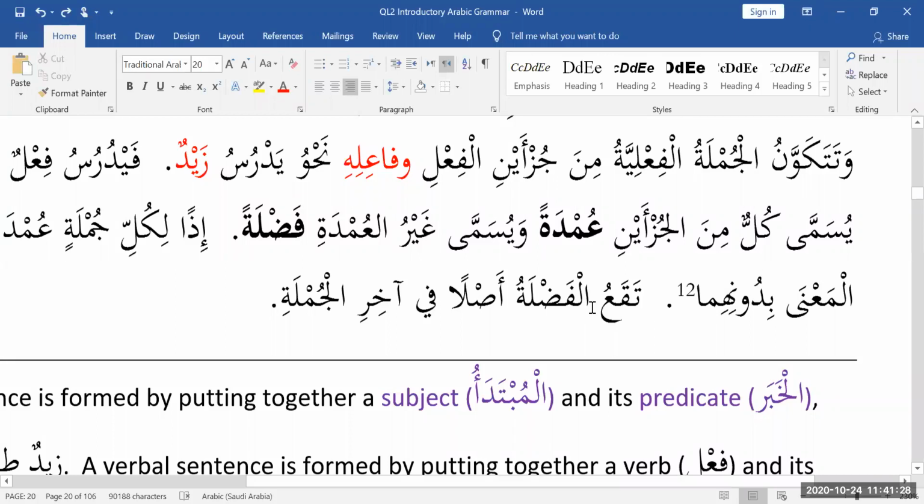تَقَعُ الْفَضْلَةُ. The فَضْلَةُ, which is non-pillar, where does it appear in the sentence? أَصْلًا, by default, or normally, or generally. فِي آخر الجملة, at the end of the sentence.